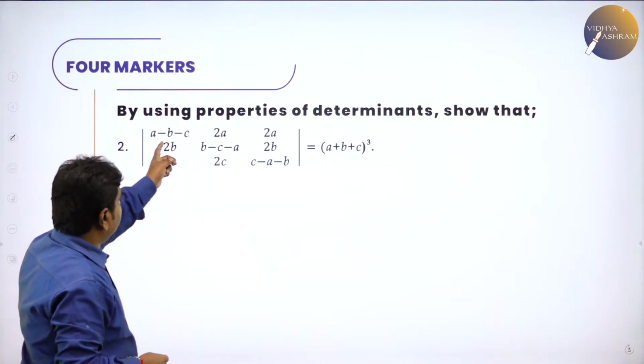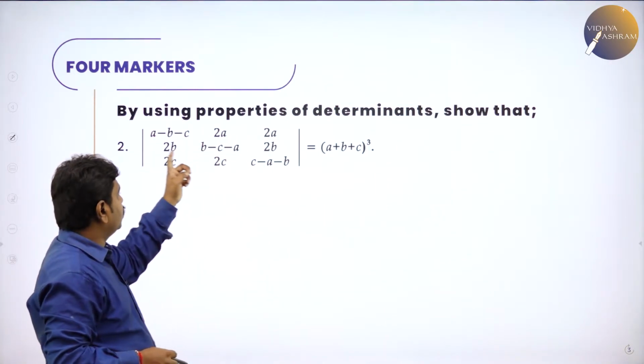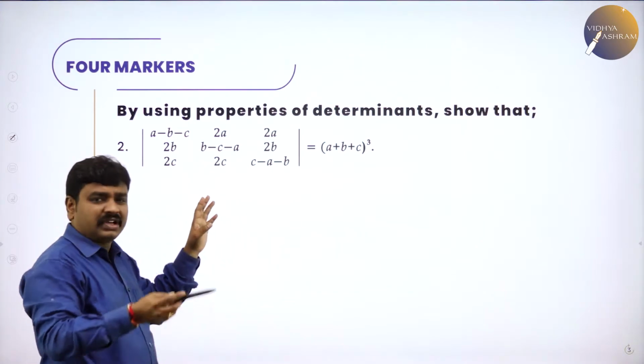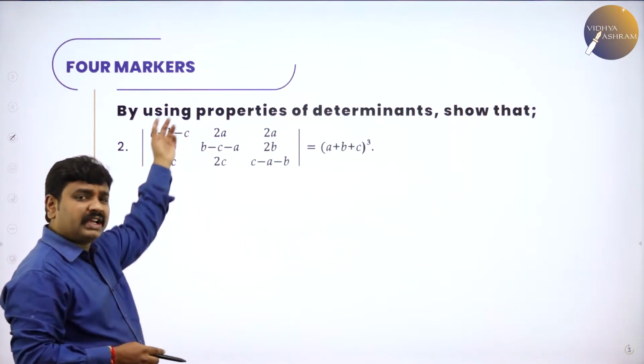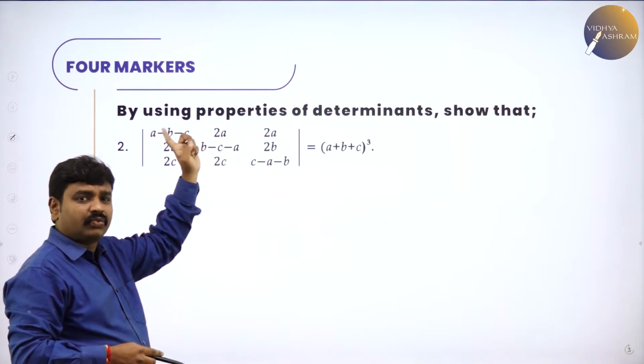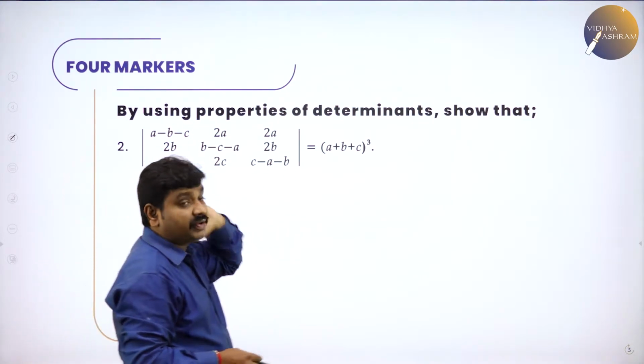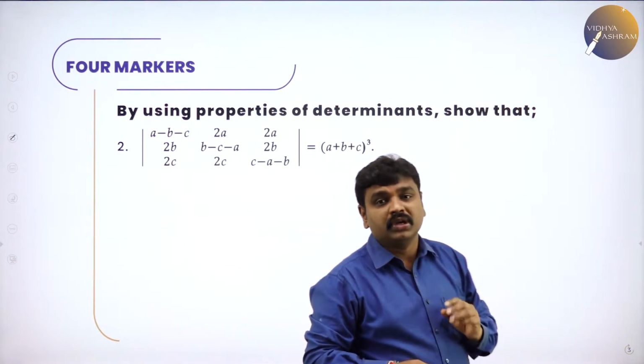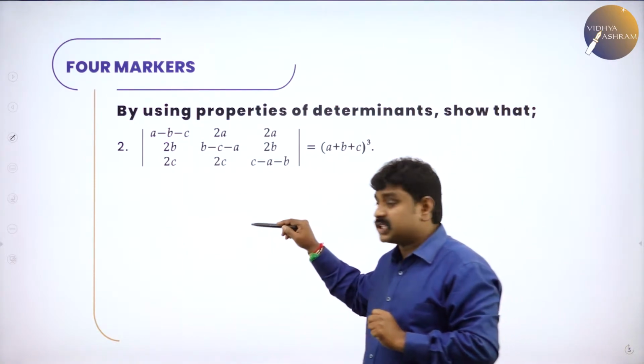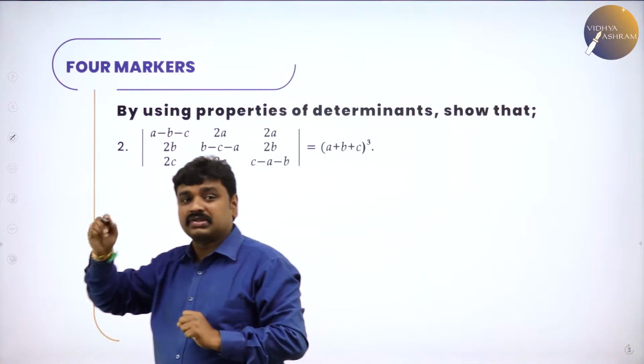Next, A minus B, B minus C, 2A, 2A, 2B, B minus C, C minus A. See, as in the last problem, except the diagonal, all other elements are one term. Here also it is almost the same. But on the right side they want A plus B plus C the whole cube. Somehow if you get A plus B plus C by using transformations, then your process is solved.